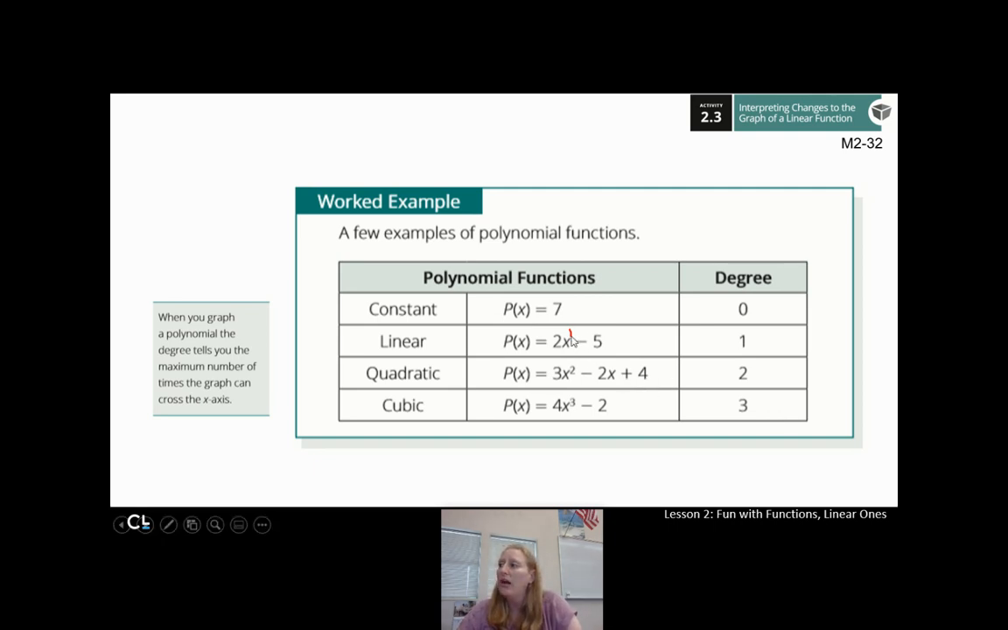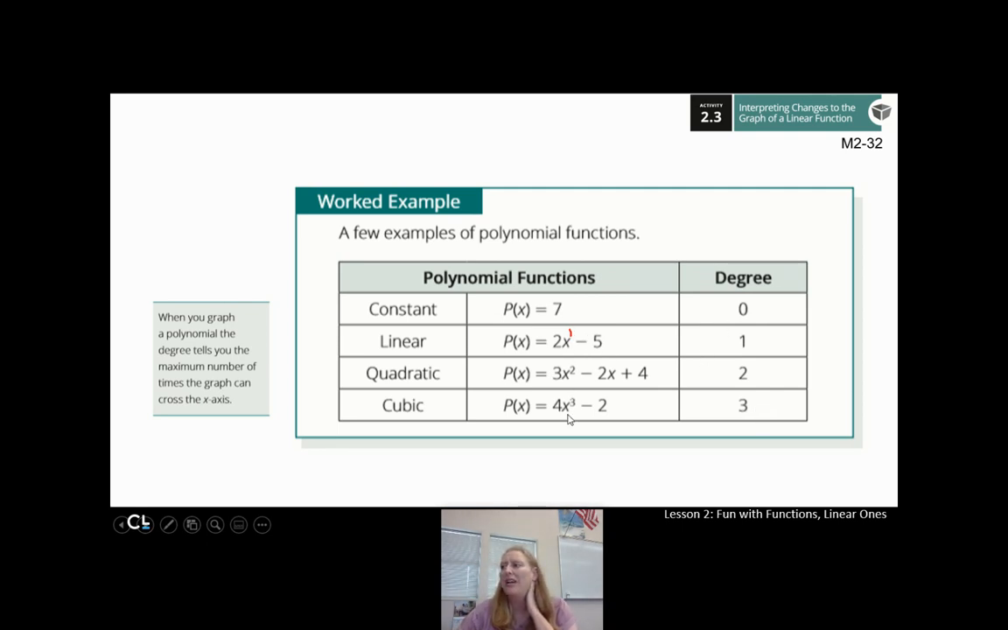One of the cool things about these degrees is that it actually tells you the maximum number of times a graph can cross the x-axis. So for example, a constant function never crosses your x-axis. Never. A linear function only hits your x-axis once. A quadratic can hit it as many as 2 times. It can be less than that, but a quadratic can hit it as many as 2 times, because remember quadratics, they do the little U shape, the little bend, right? So it could hit your x-axis twice. And cubics could hit it as many as 3 times. So that's just some fun little information for you there.